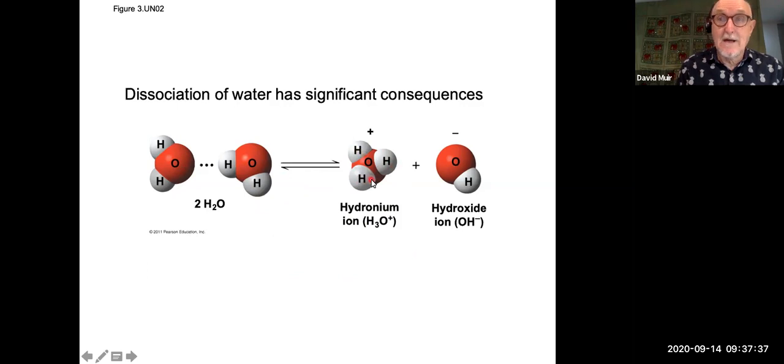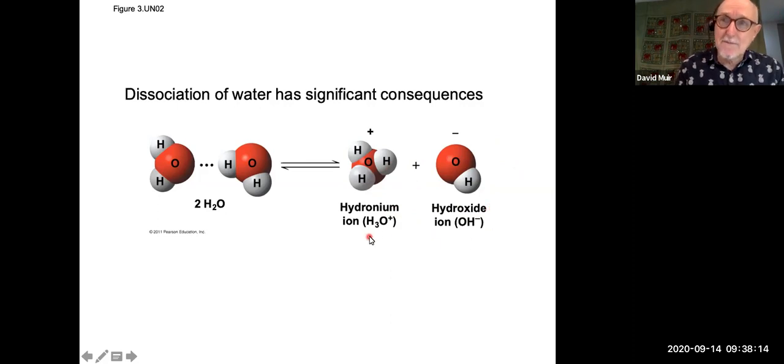1, 2, 3 hydrogens there, 1 oxygen there, and here an OH, a hydroxide ion. So in general, if I contribute positive charge to a solution, I will make it more acid. If I add positive charges to a solution in any way, I'm going to make it more acid. If I add negative charges in the form of hydroxide ion, I'm going to make it more alkaline.